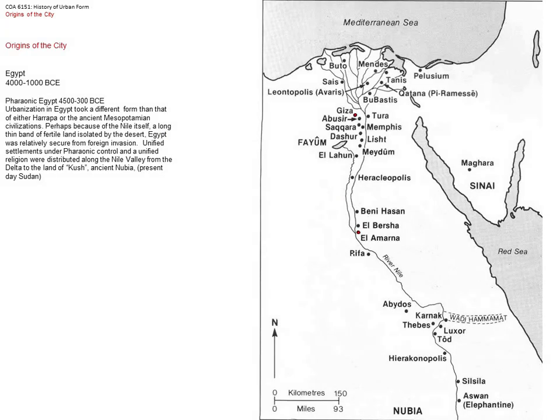In the last 2 minutes, Egypt is very different. Egypt, also a great river civilization, but here the Nile is in a very, very defined channel, and so surrounded on either side by desert, no need for defensive walls. And, of course, the entire life of these people depended upon the Nile. All of their myths of origin and so forth were associated with the Nile. They were completely and utterly dependent upon it.